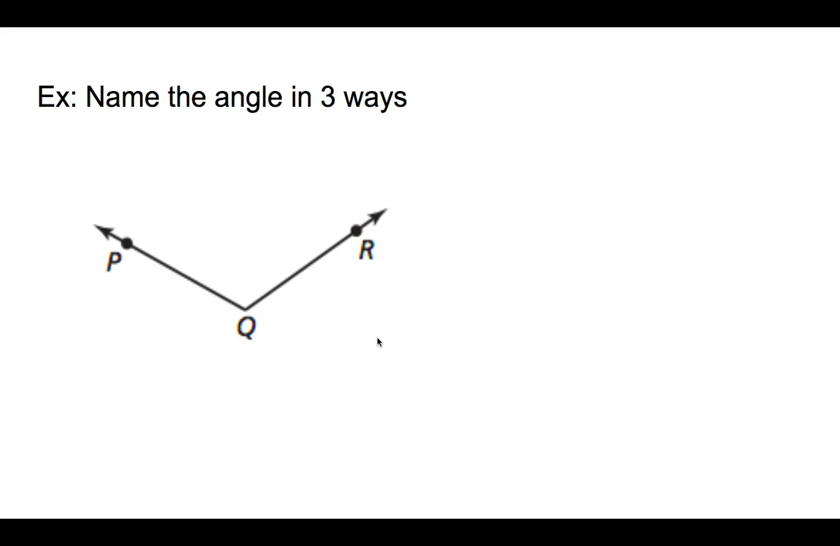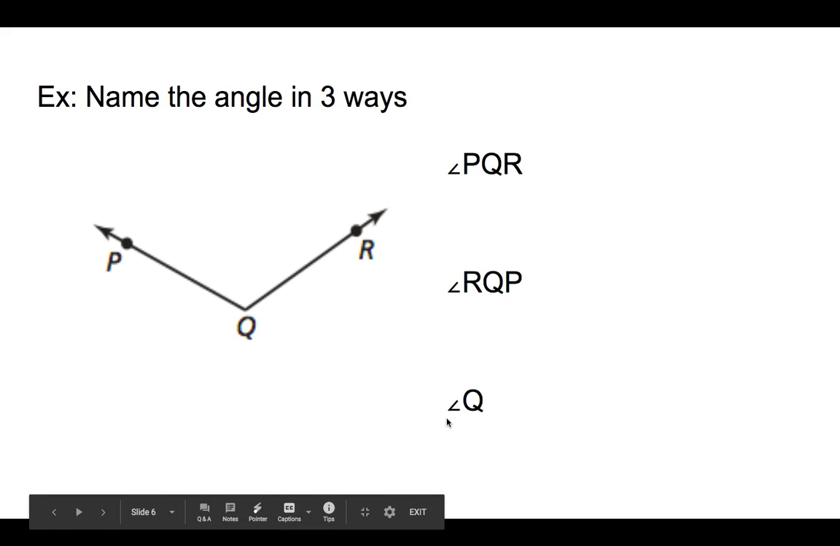So go ahead and name this angle in 3 different ways. So these are the 3 different ways that you could have named the angle, starting at point P, going from point P to Q to R. Then I could also take it the other way around, R to Q to P. And then I could have just said angle Q, because at the point Q, that's the vertex of my angle. So I could also just say angle Q.